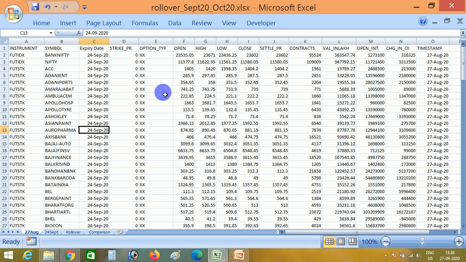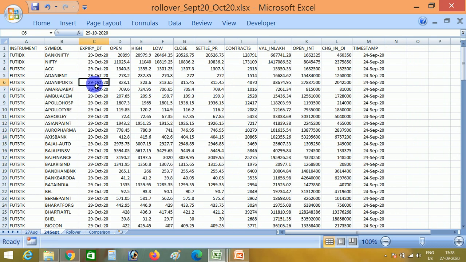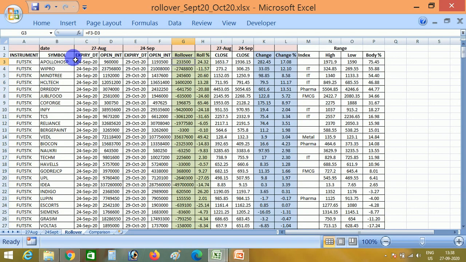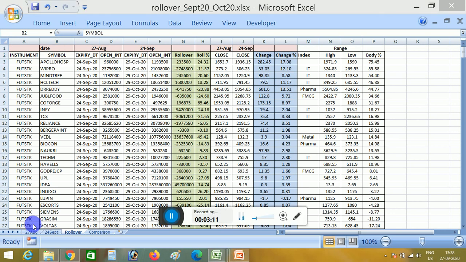For the date of 27th we have taken data for 24th September, and for the date of 24th September we have taken data for the 29th October series. The last thing in the data is that we are comparing the symbols as well, in case any contract is added or deleted, so we will take the data in this way as well.